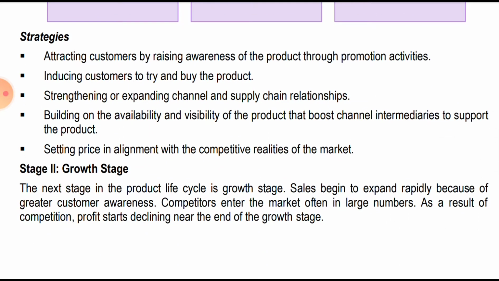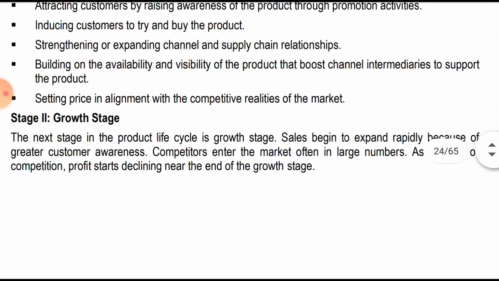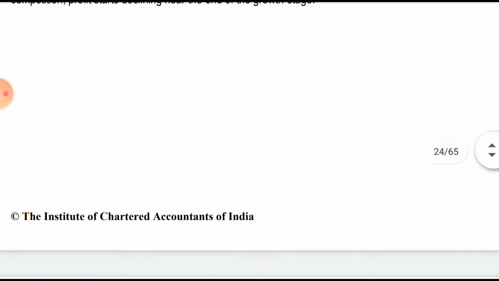Then what will be the strategy? Attracting the customer by raising awareness of the product through promotional activity. Inducing the customer to try and buy the product. Strengthening or expanding the channel and supply chain relationships. Building the availability and visibility of the product, which boosts channel intermediaries to support. You should also go through this once. And setting price in alignment with the competitive reality of the market.